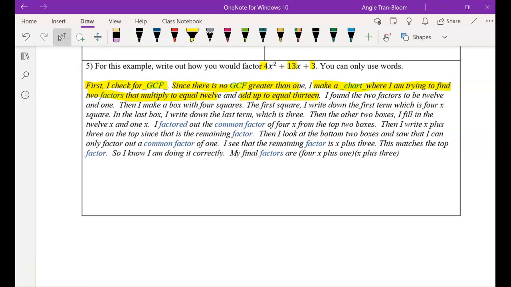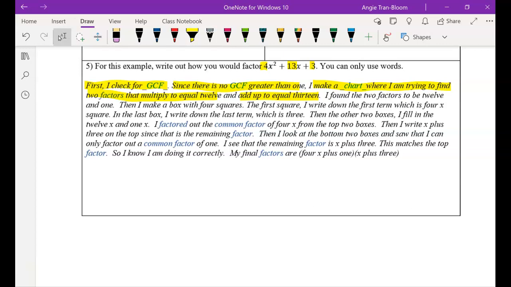Okay, then I make a box with 4 squares. So as you can see, I'm factoring by using the box method. In the first square, I write down the first term, which is 4x squared. In the last box, I write down the last term, which is 3. Then in the two boxes, I filled in the 12x and 1x. I factor out the common factor of 4x from the top two boxes. Then I write x plus 3 on the top since that is the remaining factor.